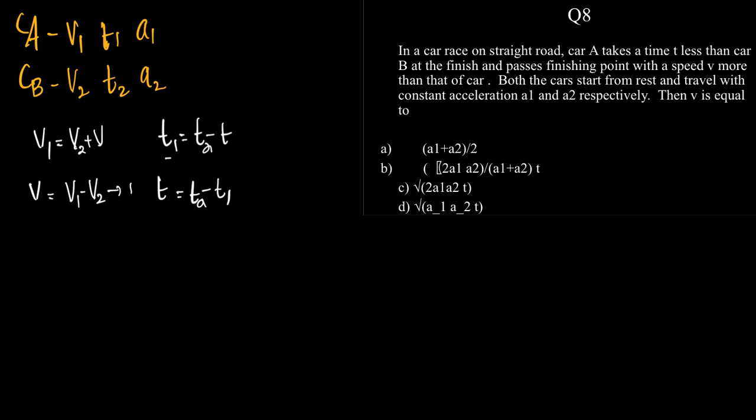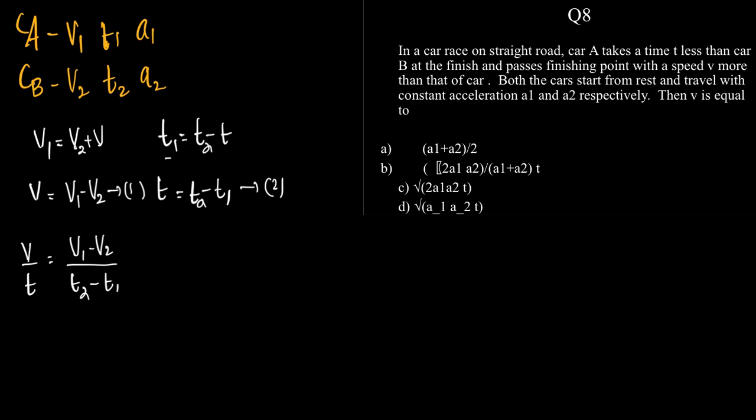I'll mark this as equation number 1, this as equation number 2. I'll divide equation 2 by 1. So what do we get? v by t is equal to v1 minus v2 the whole upon t2 minus t1. After writing this, we will try deriving the values of v1 and v2 in terms of a1 and a2, which we require.